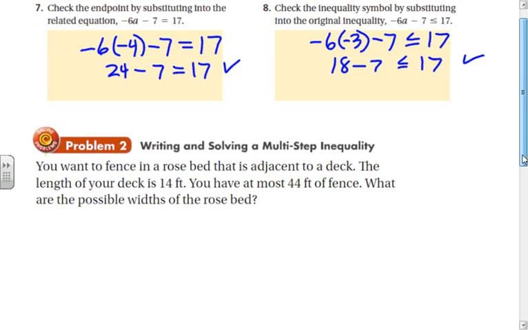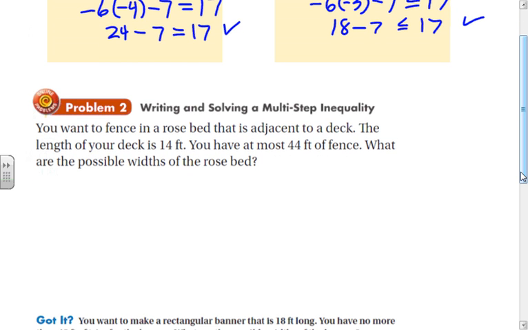All right, writing and solving a multi-step inequality. So here's a problem. We want to fence in a rose bed that's adjacent to a deck. The length of the deck is 14. You have at most 44 feet of fence. What are possible widths of the rose bed? So just make a quick sketch here. Here's my deck. And adjacent to it, I think they're talking about making the rose bed like this.